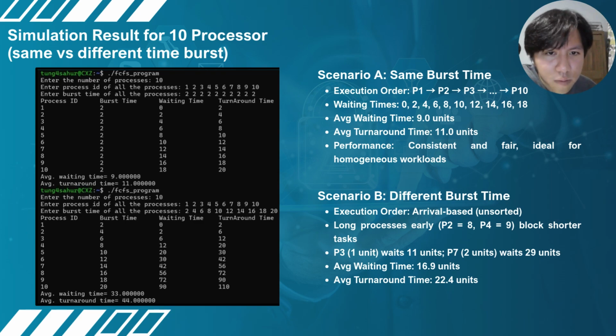It is also increased gradually, but throughout the experiment, we found that the performance of the FCFS algorithm is consistent and fair, and it's ideal for homogeneous workloads. Although in different burst times, the average waiting time and turnaround time increase significantly compared to the same burst time, it is relatively small in average waiting time compared to the other algorithms.